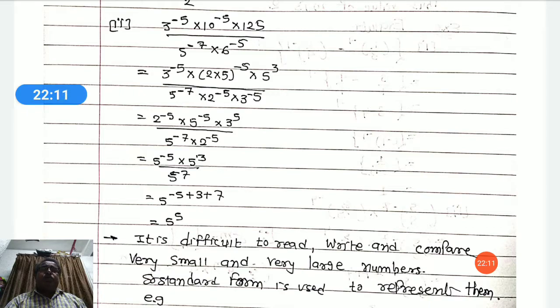Now it is equal to 2 raised to minus 5 multiplied by 5 raised to minus 5 multiplied by 3 raised to 5 divided by 5 raised to minus 7 multiplied by 2 raised to minus 5. Now we get 5 raised to minus 5 multiplied by 5 raised to 3 divided by 5 raised to 7, is equal to 5 raised to minus 5 plus 3 plus 7. We get 5 raised to 5 because 10 minus 5 is 5.